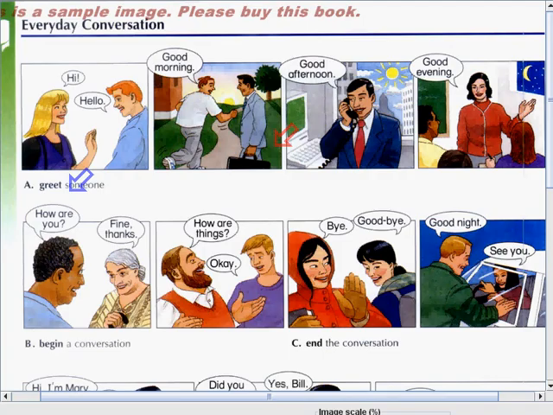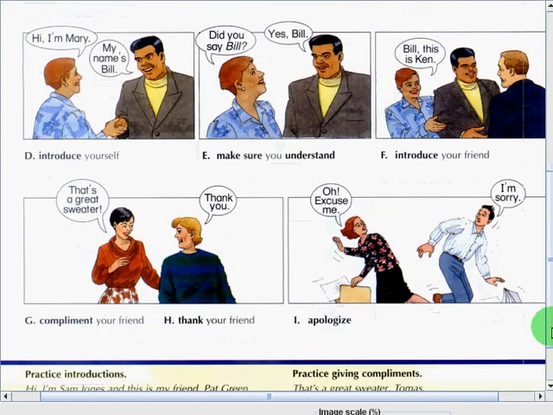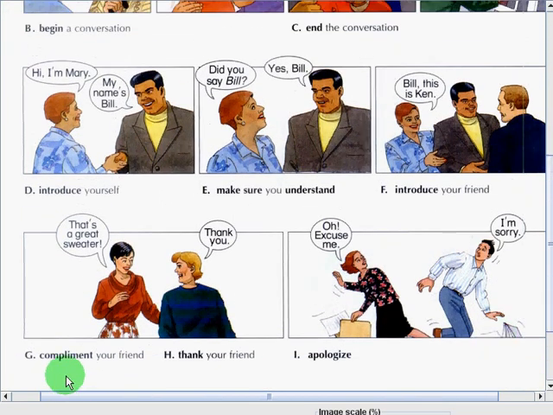In our last video, we have learned how to greet someone, how to begin a conversation, how to introduce yourself, and make sure that you understand the name of the other person. How to introduce your friend, and also we learned how to give compliments and say thank you, right? And we also learned the word apologize.